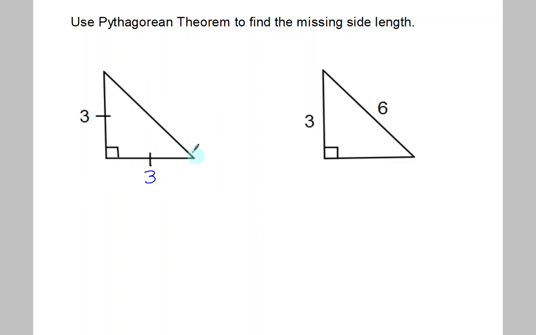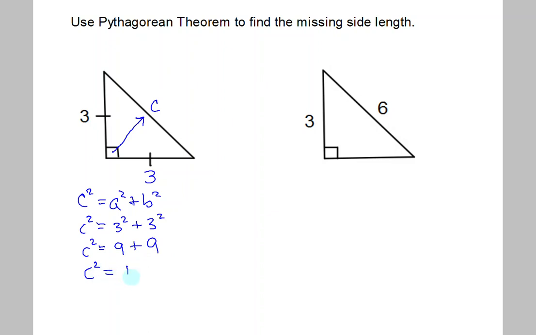And to find the length of the hypotenuse, remember, the side that's across from the right angle that we usually call C, we're going to use our Pythagorean theorem. C squared equals A squared plus B squared. The legs are the A and the B, so C squared equals 3 squared plus 3 squared. So C squared equals 9 plus 9. C squared equals 18.